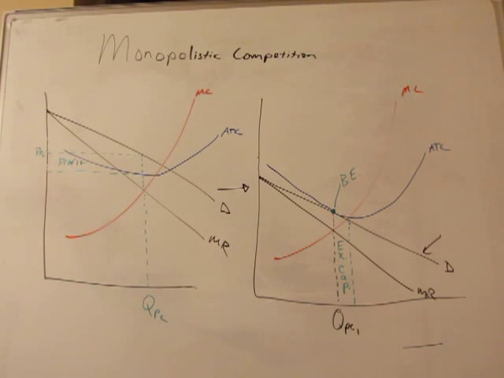Their average total cost is equal to their demand curve. So they are covering all their costs. It's just that they're slightly inefficient in the fact that they have some excess capacity. So in the short run, a monopolistically competitive firm can earn a profit. In the long run, it breaks even and has some excess capacity.